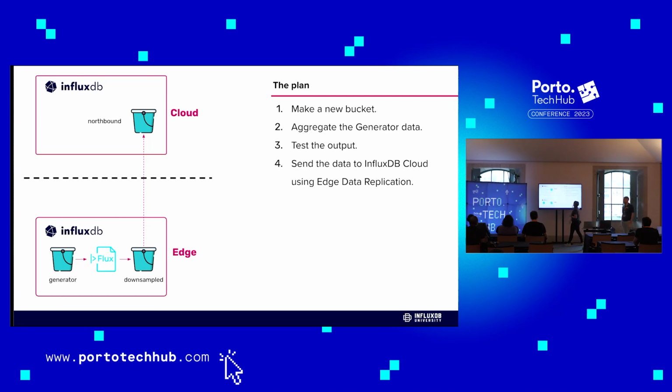Aggregate the generated data to a new bucket called downsampled, which is going to be on the InfluxDB OSS. We're going to use Flux, which I'll get into, but basically with that, we're going to create a smaller version of our generator data, because it's going to be sending us data about every second or so, but we don't really need it that finite. We can get by with about a minute or so, and I'll show you how we're going to downsample that. We're going to test the output, make sure everything looks good, and then finally we're going to send the data to our InfluxDB Cloud using edge data replication.